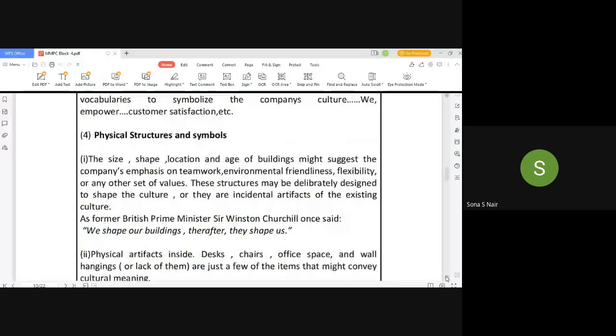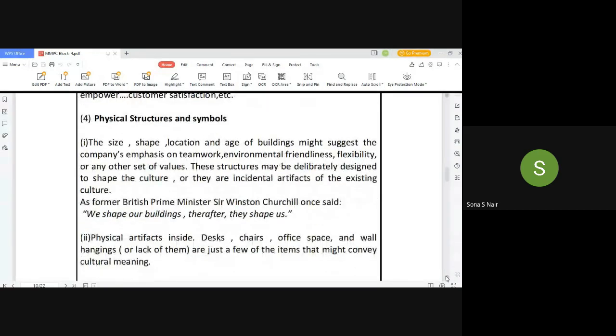Physical structures and symbols. Buildings, their shapes, the shape of the workplace, the structures, the location, the way the offices are designed, the space, the chairs, whether they are very rigid structures or not, the kind of quotations, the wall hangings, the pictures on the walls, the artifacts, the reception area of the office, all these suggest the company's emphasis on certain qualities.